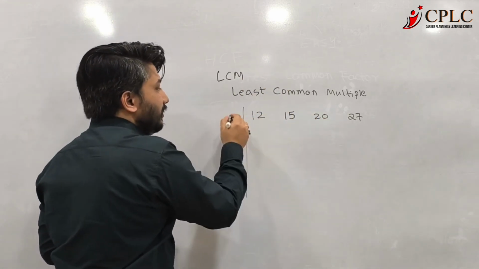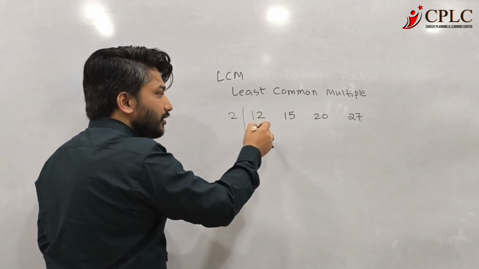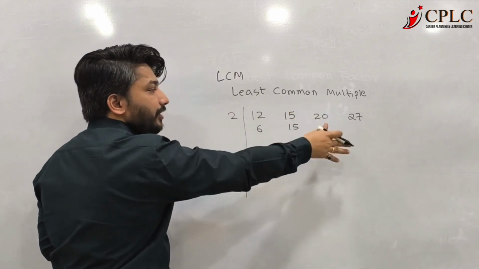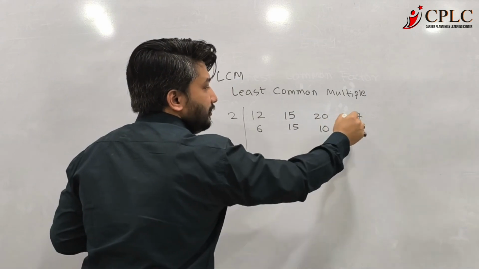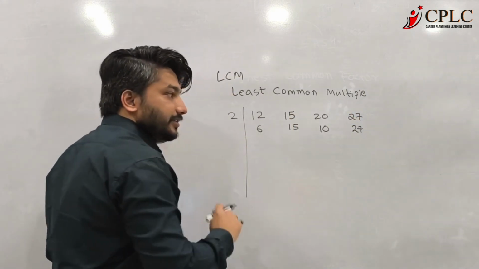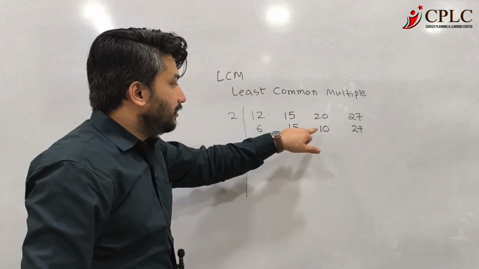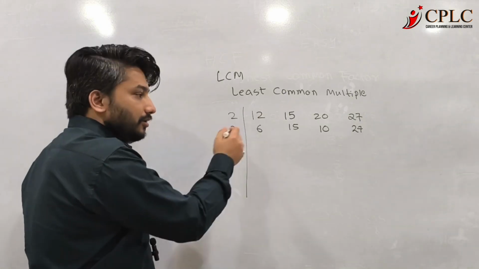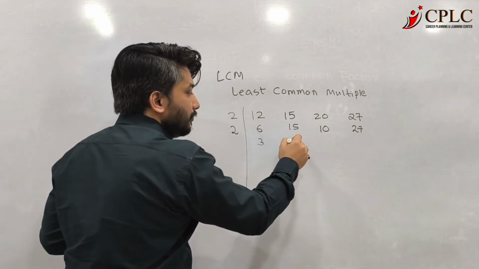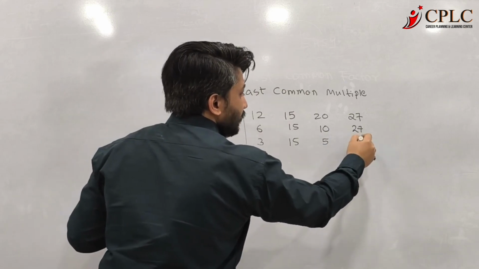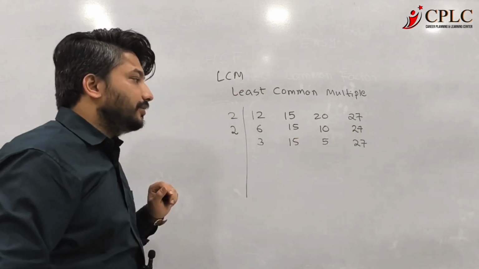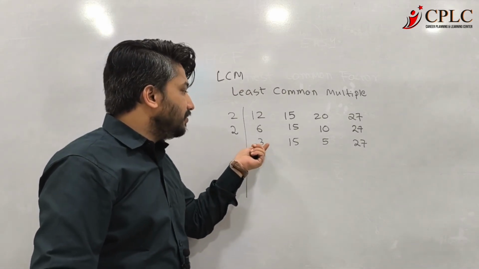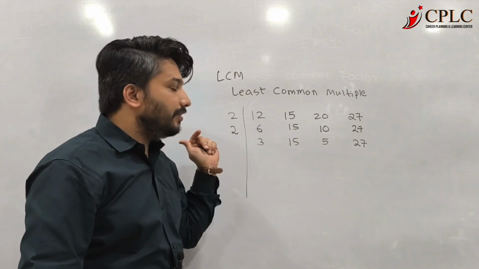So 12 and 20 we can say are divisible by 2, so 6 and 10 come. But these two will not change, so they will remain as it is. 15 and 27 remain as it is. Then again we can say 6 and 10 are both divisible by 2, so 3 and 5 come, and then as it is for the odd numbers. Now we can see that there are a few numbers which can be divisible by 3 also, and then a few can be divisible by 5 also.